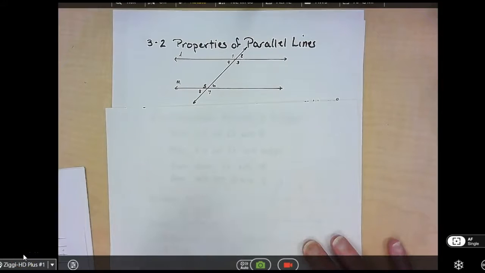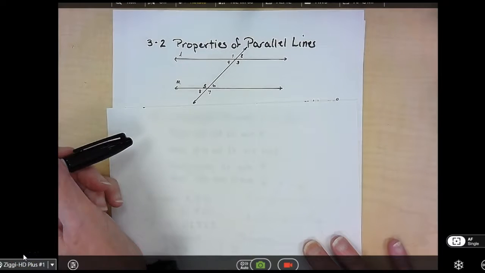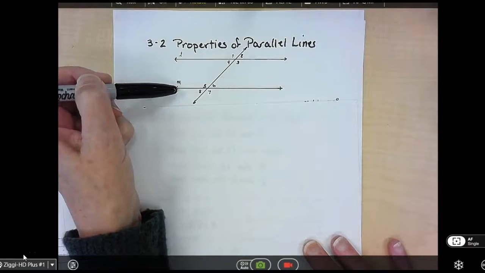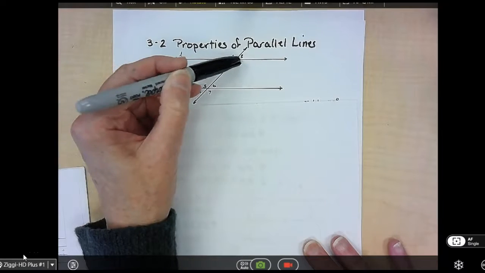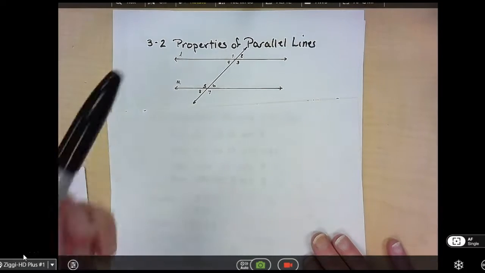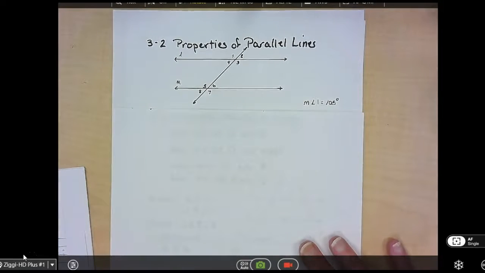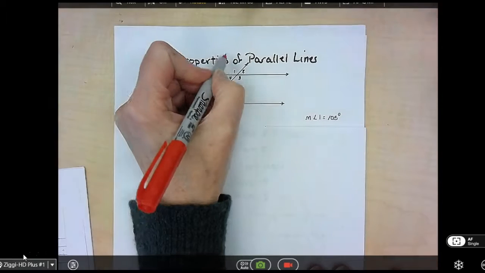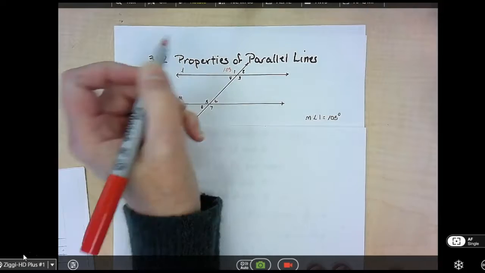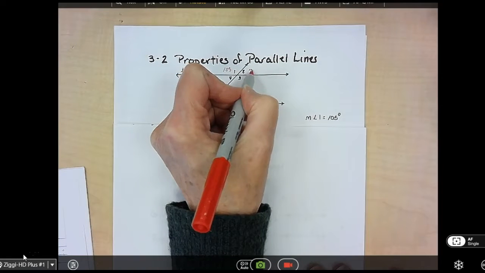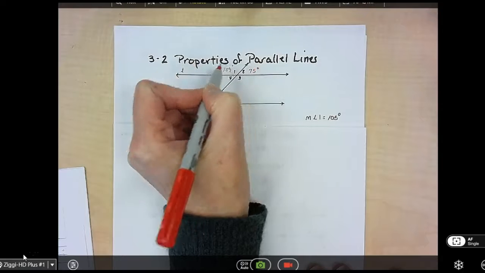Okay, 3-2, properties of parallel lines. So now we have parallel lines L and M. We have the transversal T that cuts through them. So if we know that angle 1 is 105 degrees, what is the measure of angle 2? Well, they're a linear pair, so angle 2 has to be 75 degrees.